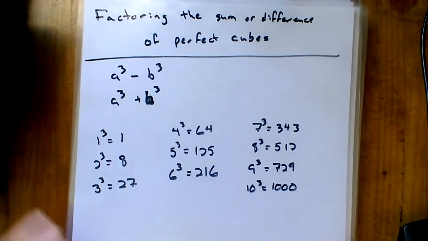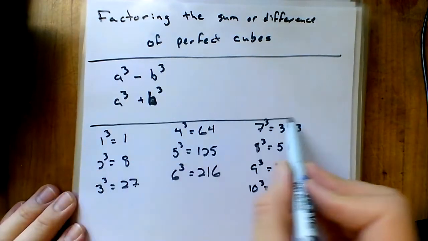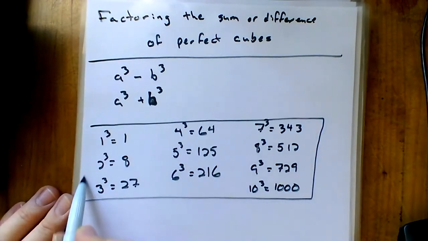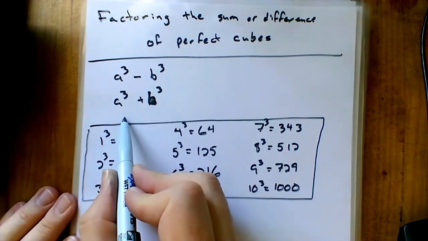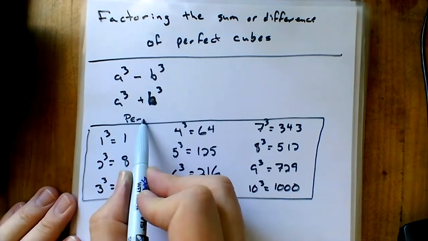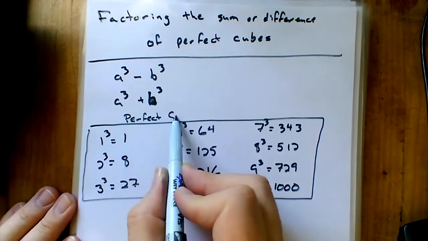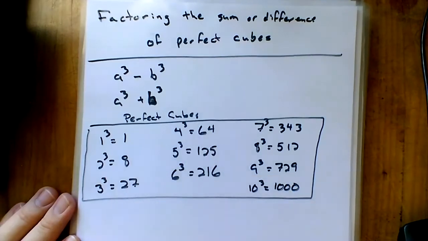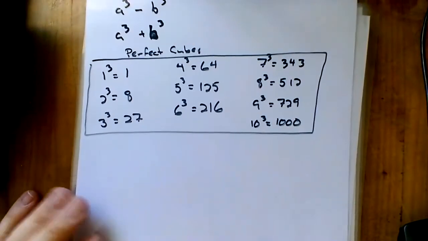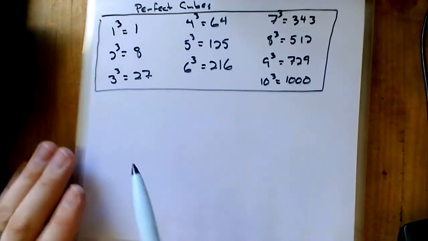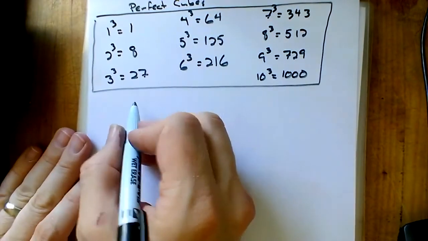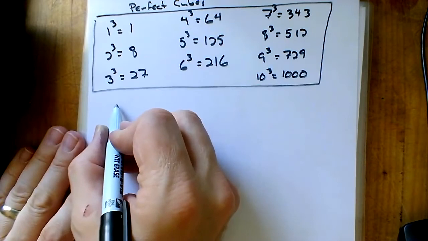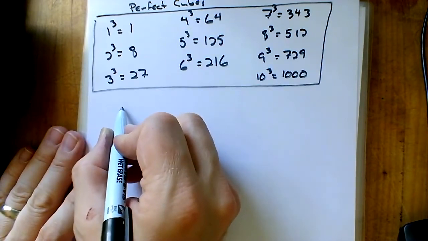So being able to recognize these numbers, 1, 8, 27, 64, 125, 216, as perfect cubes is extremely helpful. And although I wrote it up here, I'll write it again down below. In order to do this, we need to actually just directly apply a model.